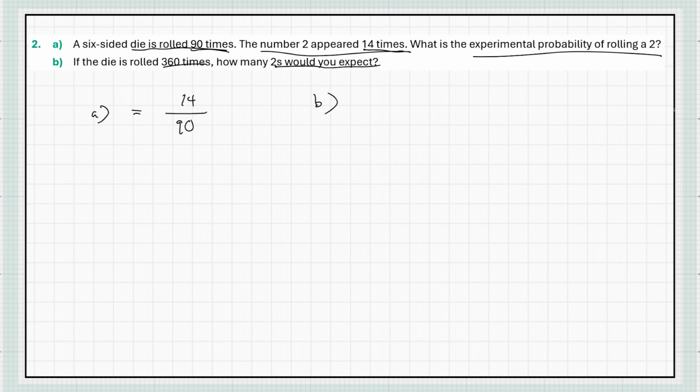If the die is rolled 360 times, how many 2s would you expect? Now, based on the theoretical probability of each number appearing on a die, each one has a 1/6 chance of occurring, right? Multiplied by 360 times. Now, this is the same as 360 divided by 6, so it's just going to be 60. We would expect 2 to appear 60 times if we rolled the die 360 times.